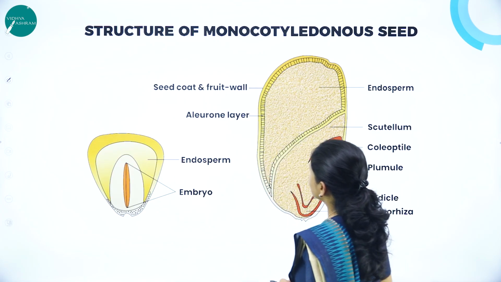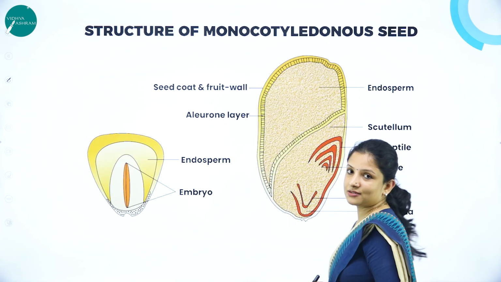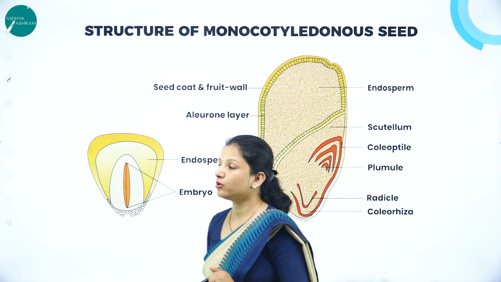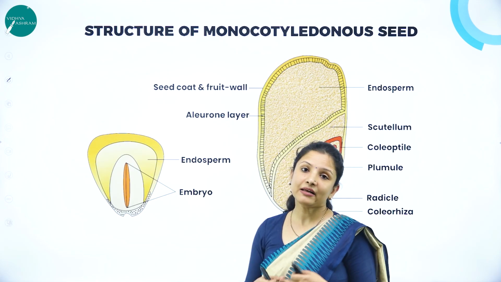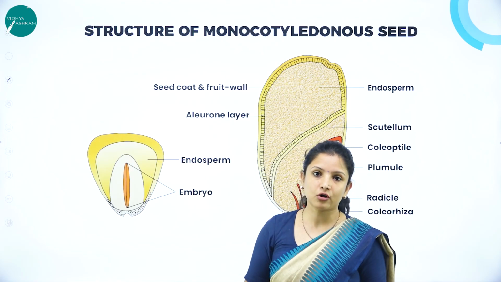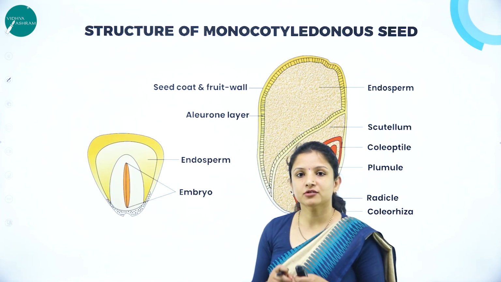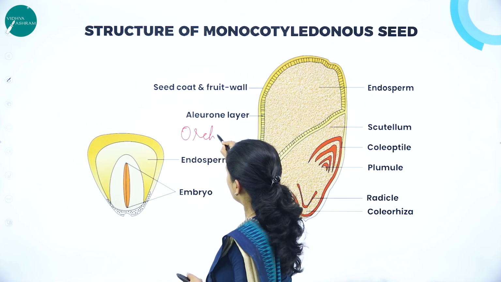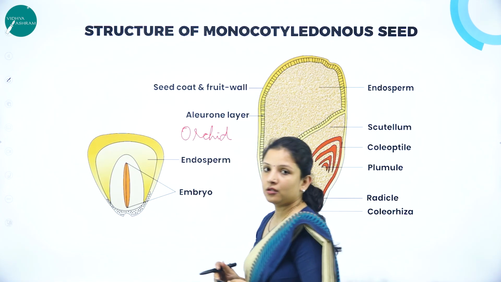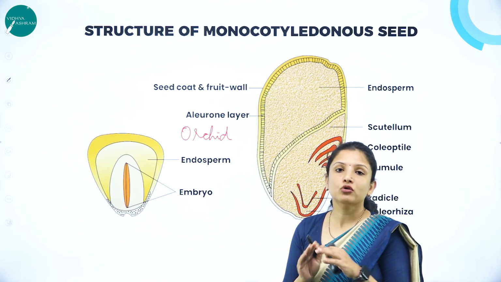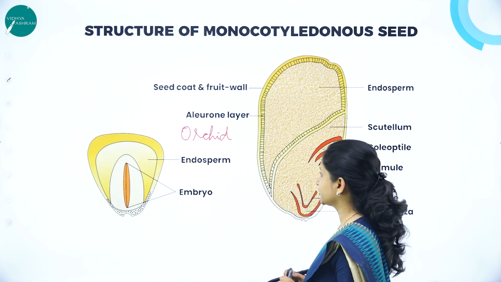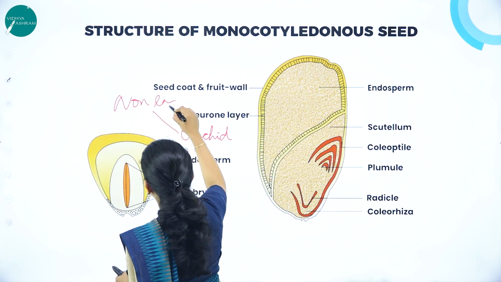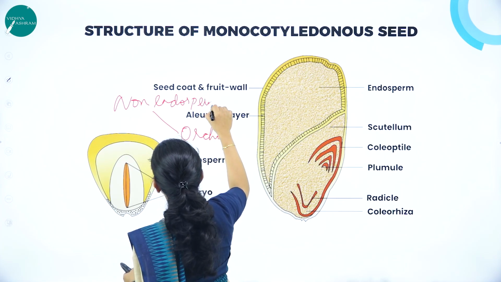So moving further, let's study the structure of a monocotyledonous seed. So far we studied the structure of a dicot seed. Now the structure of a monocot seed. Monocot seeds are endospermic. Almost all the monocot seeds are endospermic. But there is only one monocot seed which is non-endospermic, that is orchid. Orchid flowers produce monocot seeds and they do not have an endosperm. They are non-endospermic. Remember this, it is important. Rest all the monocots, what did I say?